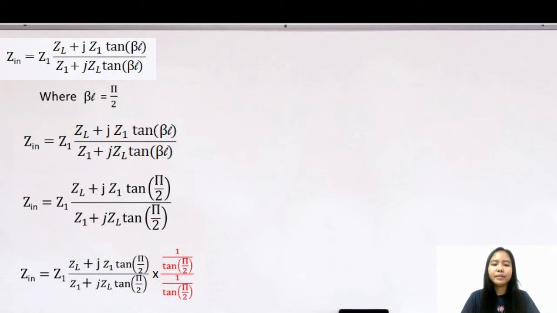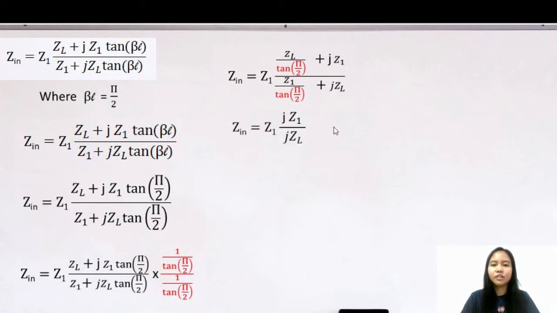After that, I multiplied 1 over tan pi over 2 in both numerator and denominator. Using the distributive property, this is the resulting equation. And take note that tan pi over 2 approaches infinity, and any number divided by infinity is equal to 0, so it will be cancelled. So the resulting equation is like this. Zin is equal to Z1 multiplied by jZ1 all over jZL. I will cancel the j, so the remaining equation will be this.